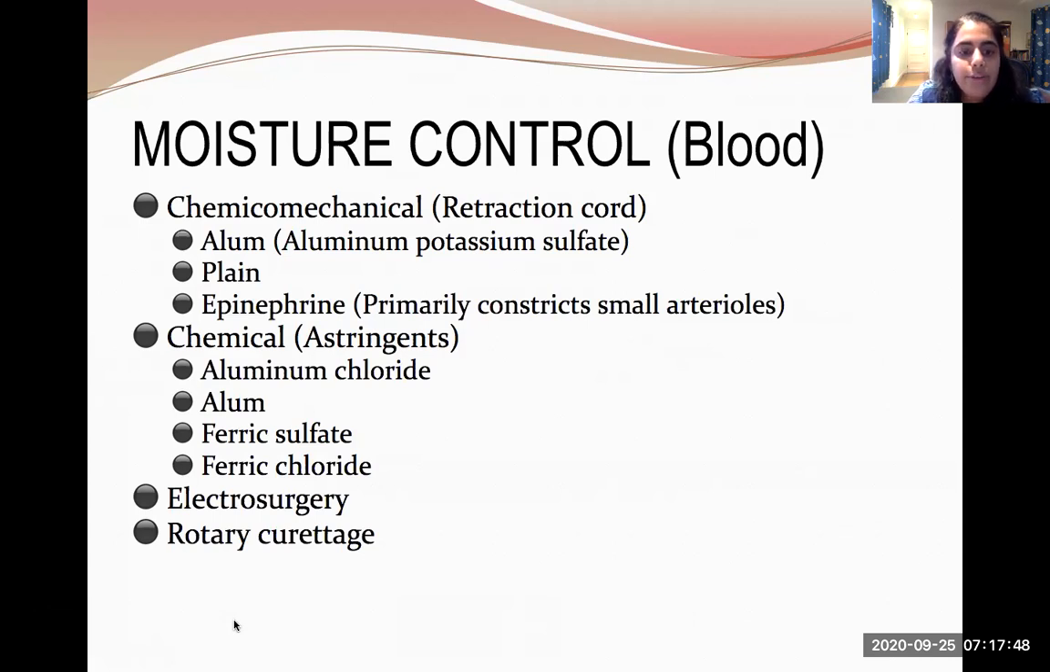Then we have ferric or ferrous sulfate and ferric chloride. Ferric sulfate is also known as Monsel's solution. It has been widely used in gingival displacement. We know Viscostat is one of these products. Its action is slightly more effective than epinephrine in gingival displacement. Recovery of the tissue is good, but it's recommended to be used for about 3 minutes.